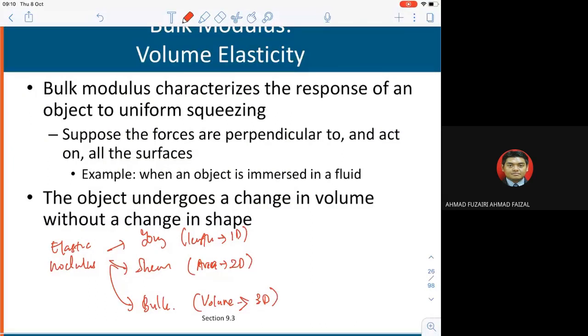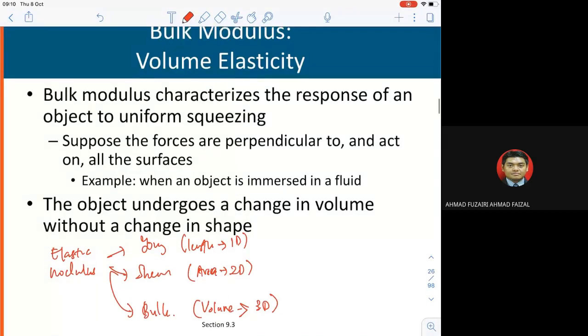So can you imagine when we want to do some deformations to the solid, we must look thoroughly at where we want to do deformations, maybe to the length, to the area, or maybe to the volume. So that will be given by three elastic moduli. We have Young, we have shear, and we have bulk modulus. For Young, it is the change in length. For shear, change in area, and bulk is the change in volume.